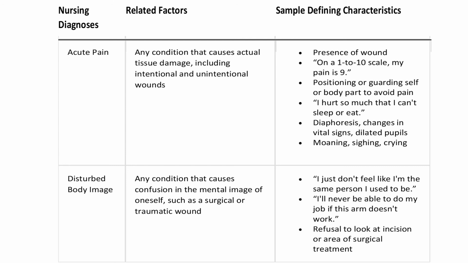Our outcome here would be to have them accept the body image change, and have them be able to dress the wound if they are able to, because some patients will not even look at their wound because of the disturbed body image. Implementing would be applying any assistive devices that would help with wound healing.